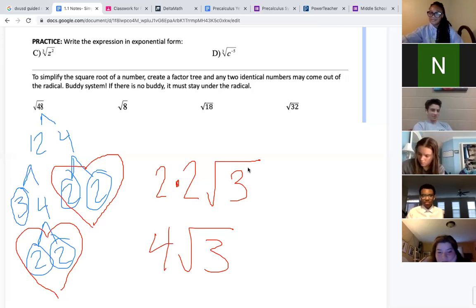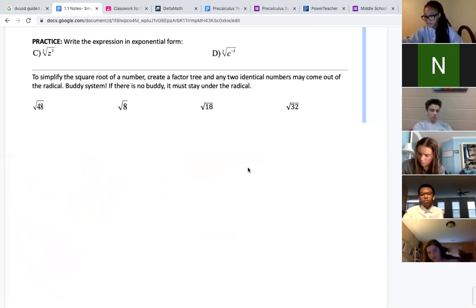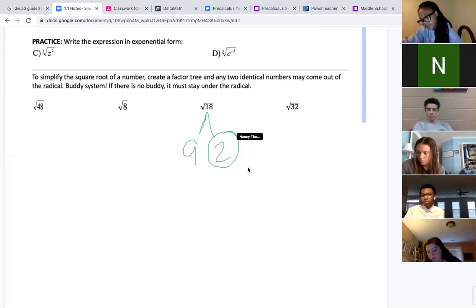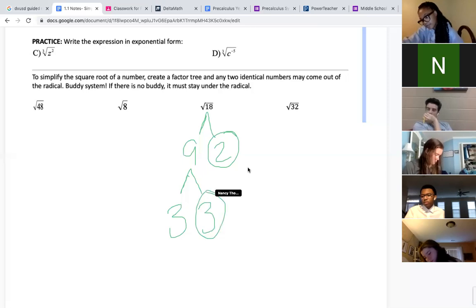Okay, so does this one make sense to everyone? Okay, so let's try one more together and then I'll let you try the last one by yourselves. So let's break 18 down into its factors. 9 and 2. 2 is prime. Can 9 break down? Yes, 3 and 3, and those are prime.